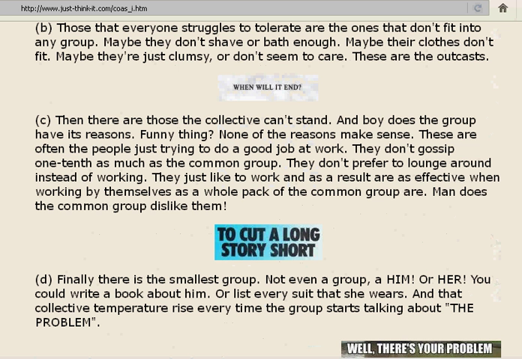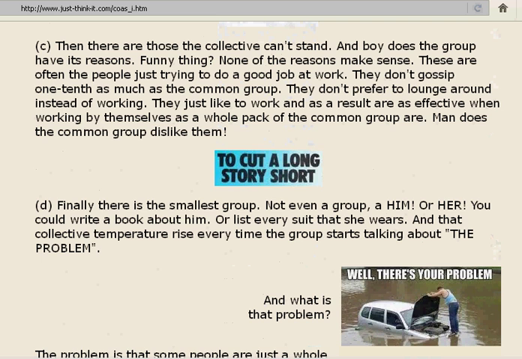Finally, there is the smallest group. Not even a group. A him or a her. You could write a book about him or list every suit that she wears. And the collective temperature rises every time the group starts talking about the problem. And what is that problem?